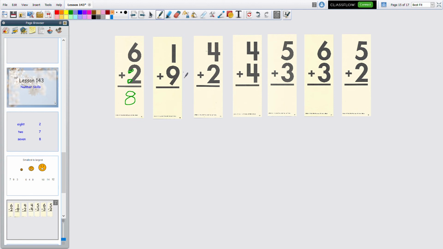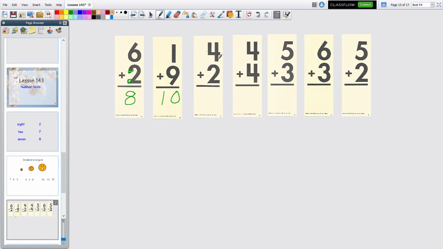Let's look at this one. Which one's the biggest one? 1 or 9? 9 would be. So you're adding one more. And what's the next number after 9? Did you say 10? If you did, you're right. Because one more is just the next number up.